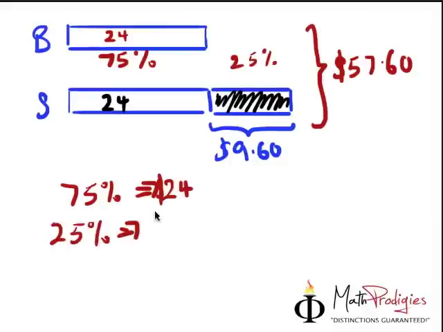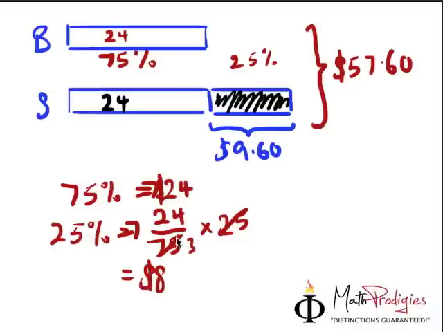It's very useful. With $24, to find 1%, you just divide it by 75. Then to find 25%, you just times 25. So you cancel, and you will have 24 divided by 3, which equals $8. This means that the discount given for the bag is $8.